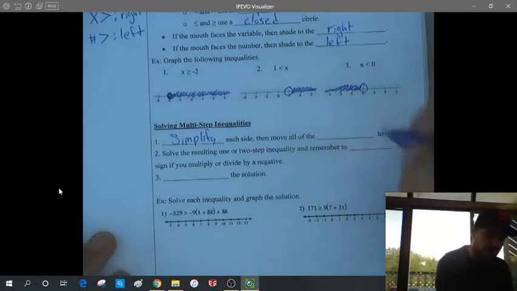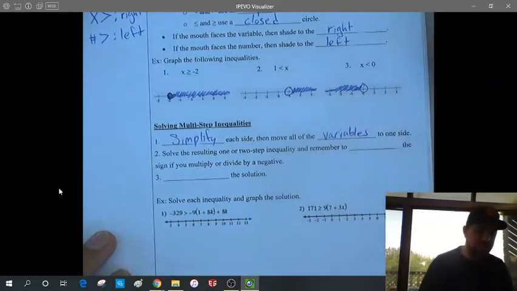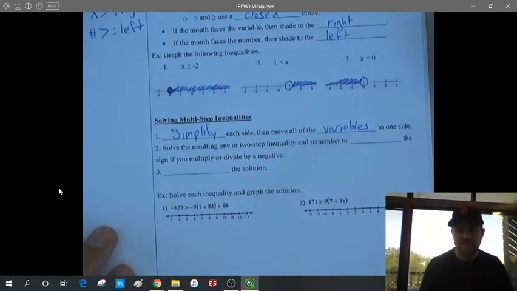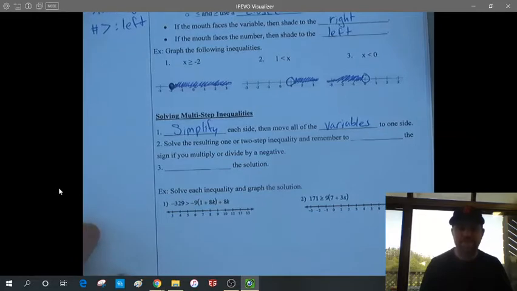Then move all of the variables to one side if necessary. So if we have variables on both sides of the inequality, we need to move them all to one side. Remember, use an inverse operation of either addition or subtraction to make that happen.